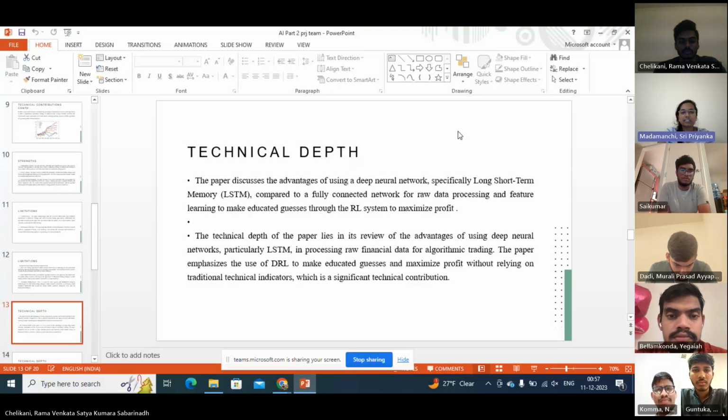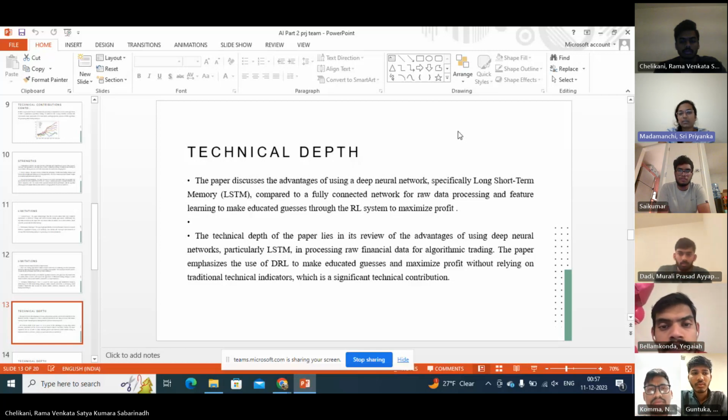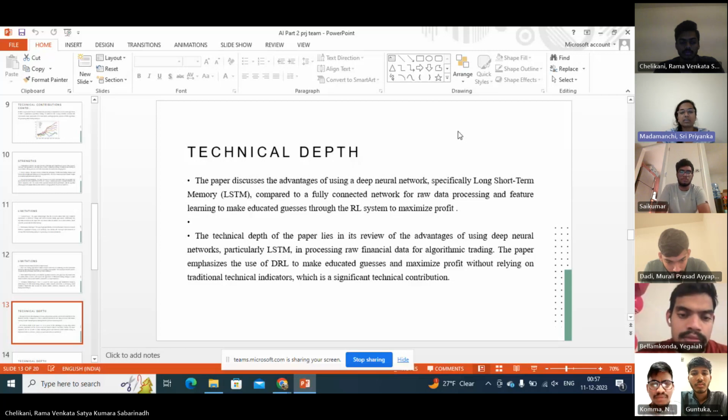Technical depth. The paper discusses the advantages of using deep neural networks, especially long short-term memory, compared to fully connected networks for raw data processing and feature learning, to make educated guesses through RL systems to maximize profit. The technical depth of the paper lies in its review of the advantages of using deep neural networks, particularly LSTM, in processing raw financial data for algorithmic trading. The paper emphasizes the use of DRL to make educated guesses and maximize profit without relying on traditional technical indicators, which is a significant technical contribution.